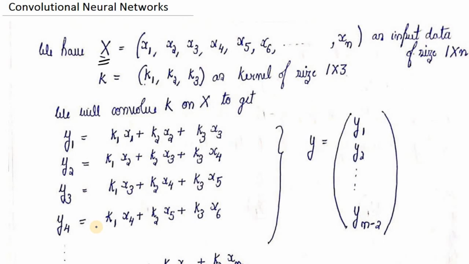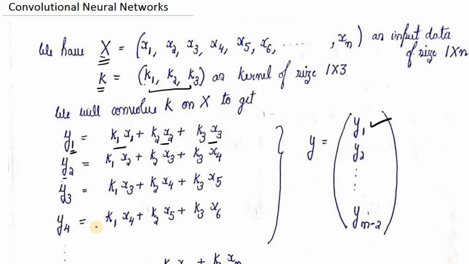For example, this x is considered as an input feature vector, which is of shape 1 cross n. We have a kernel k, which has only 3 elements, and this is a kernel of size 1 cross 3. On performing a convolution, we get a value like this. The first value y1 will be k1 into x1 plus k2 into x2 plus k3 into x3. So we take the first 3 elements of x and perform the dot product with the elements of k. So this is how y1 is calculated.